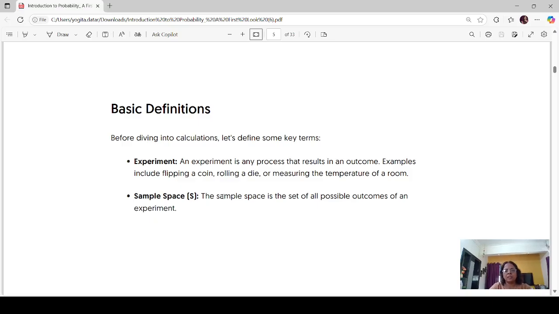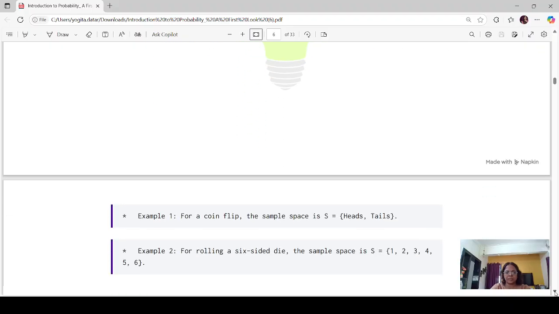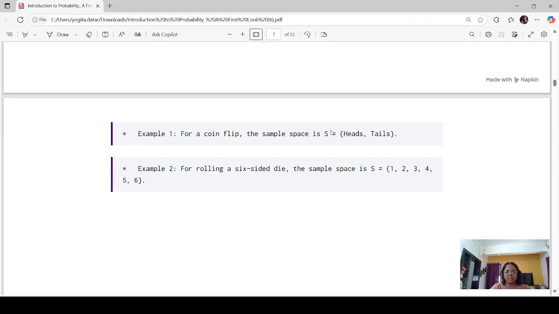And all the possible outcomes of a random experiment make the sample space. So the sample space is the set of all possible outcomes of an experiment. If this is an experiment, then all the outcomes form the sample space. These are two examples. The first one we have already discussed.